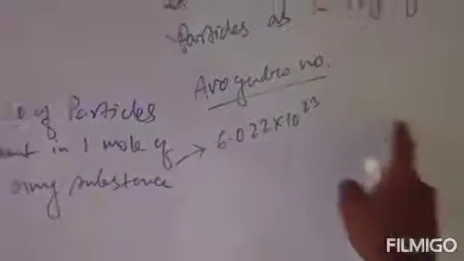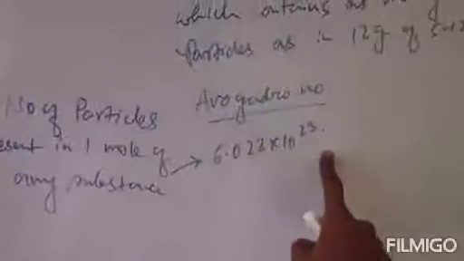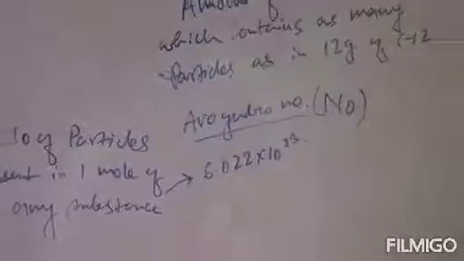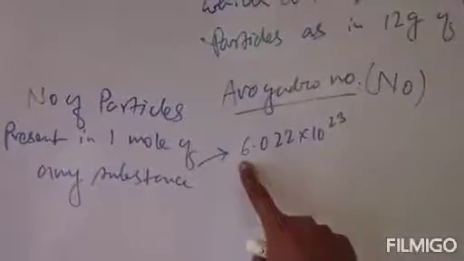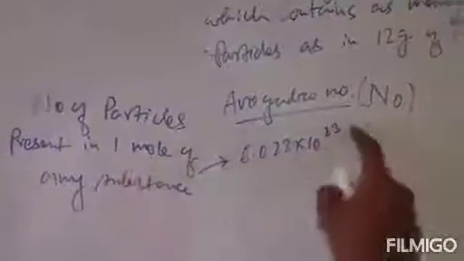If it says 2 mole of substance, multiply by 2, because for 1 mole of substance the number of particles is 6.022 into 10 to the power 23. That is the Avogadro number, represented as N0. So in 1 mole the number of particles present is 6.022 into 10 to the power 23. In case of 2 mole, just multiply it by 2. In 3 mole of substance, multiply it by 3, like this. So you can easily calculate the number of particles.